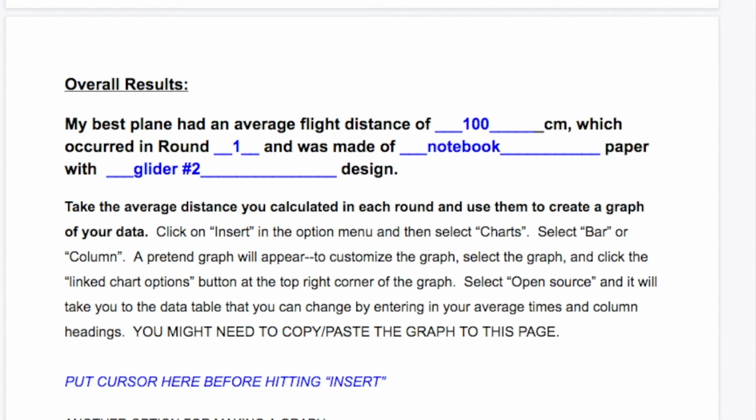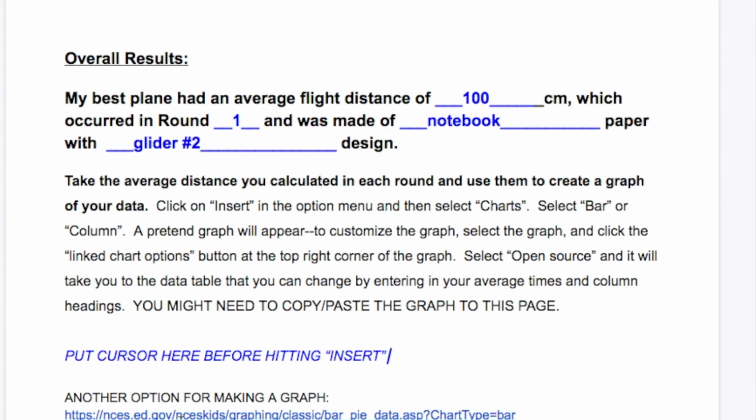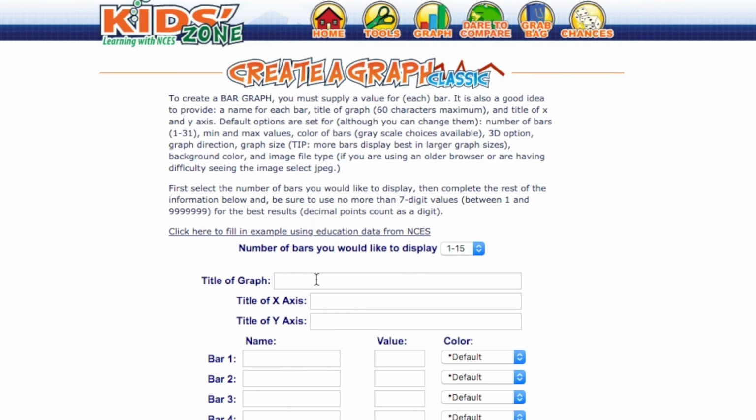And then here, like we've done before, you can try to follow the directions to insert a graph, or I've given you a handy shortcut this time around. So if you click on this shortcut here, this can help you create a bar graph very simply. So you'll say the title of the graph would be the average distance of planes flown. The x-axis is going to be plane design or round. The title of your y-axis is going to be your distance.